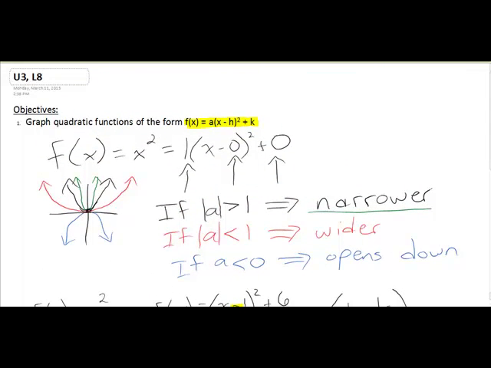Back to the formula. A tells me the shape of the graph. Is it wider or narrower? Does it open up or down? And then H and K tell me how the vertex has moved. H tells me side to side. K tells me up and down.